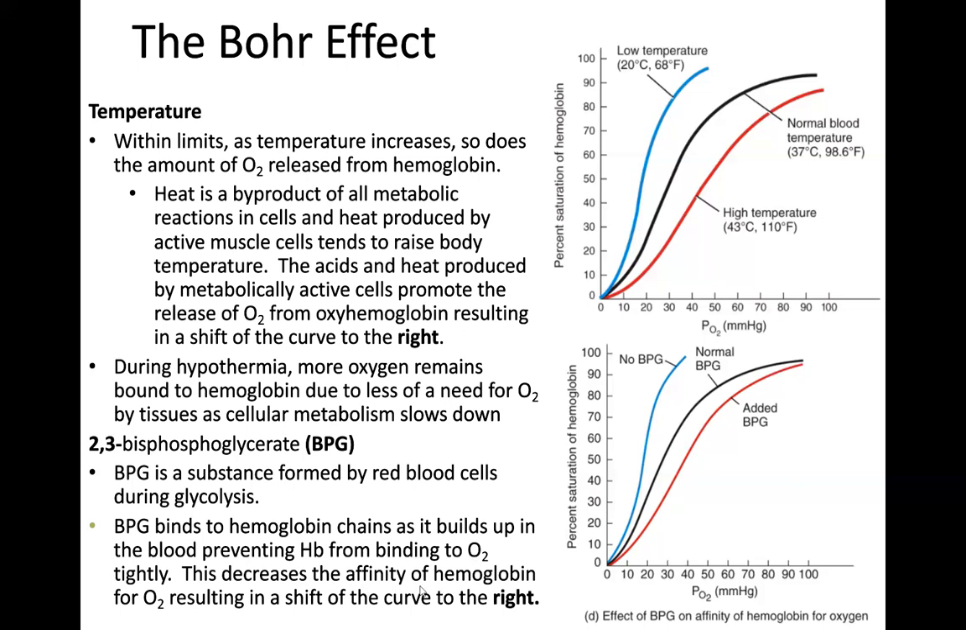And this therefore decreases the affinity of hemoglobin for oxygen, resulting in a shift of the curve to the right. So when BPG levels are added or elevated, we see a shift in the curve to the right. If we see no BPG or decreased BPG, that might shift it to the left.